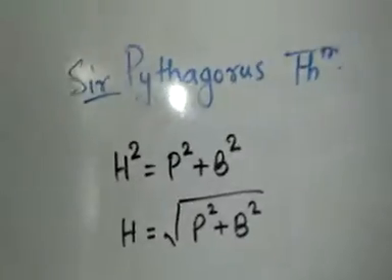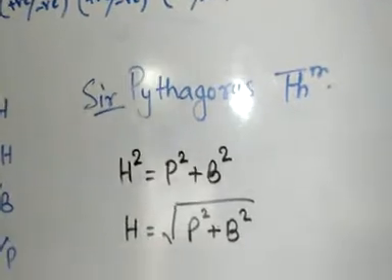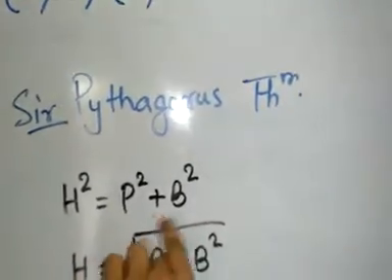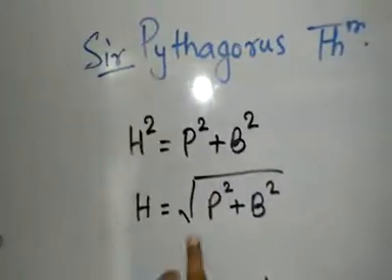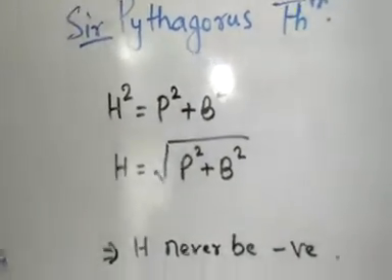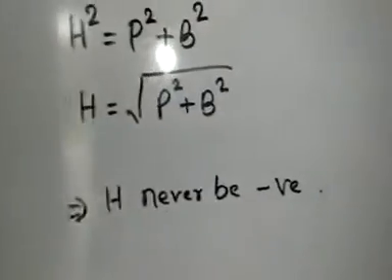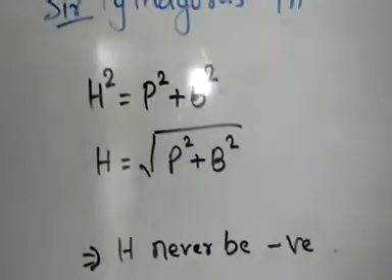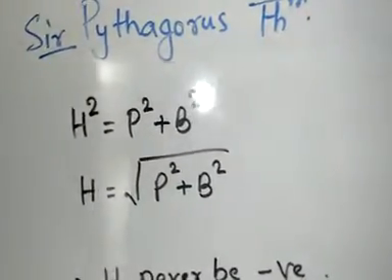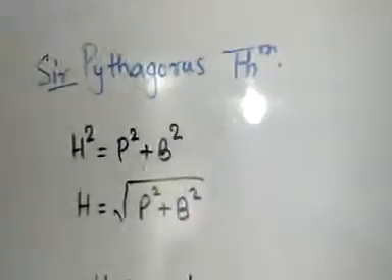First of all, by Pythagoras theorem, h square is equal to p square plus b square. Then h is the root of p square plus b square. Because h is under a root, it can never be negative. H never being negative means h is always positive, which means the length of the hypotenuse is always positive.